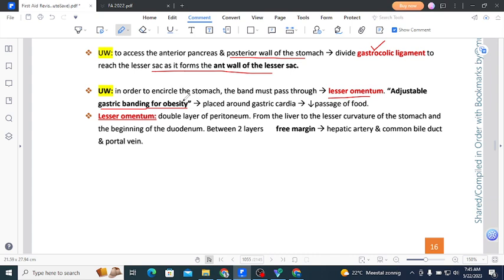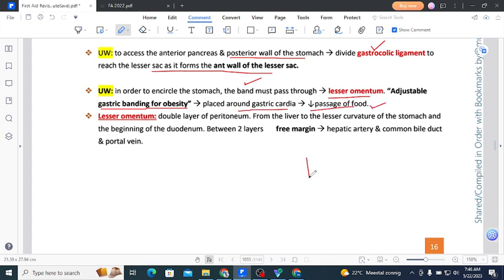So basically there is a surgery in which we apply a band to the stomach. I guess we are cutting the stomach, or maybe applying a band to that. So for that band to encircle the stomach, it must pass through the lesser omentum. Adjustable gastric banding for obesity is placed around the gastric cardia, and decreases the passage of food.